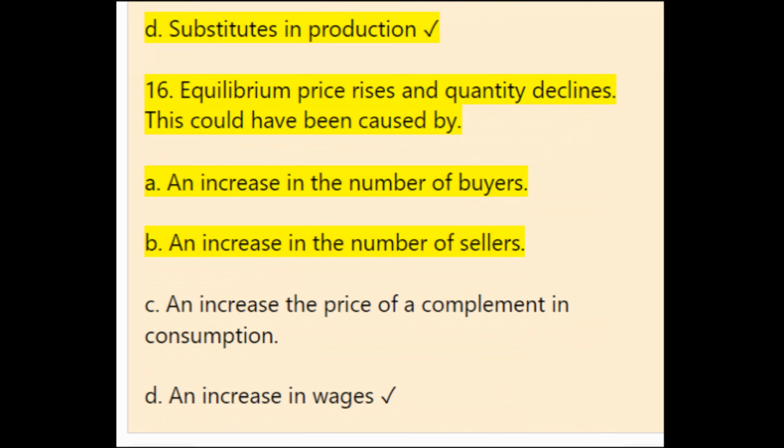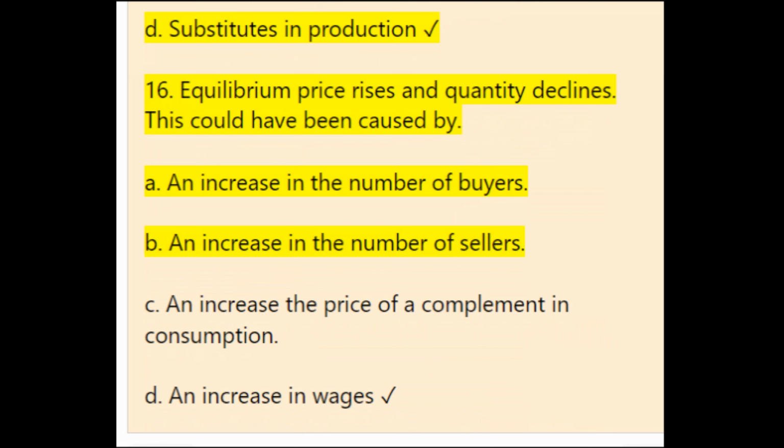16. Equilibrium price rises and quantity declines. This could have been caused by A. An increase in the number of buyers. B. An increase in the number of sellers. C. An increase in the price of a complement in consumption. D. An increase in wages.